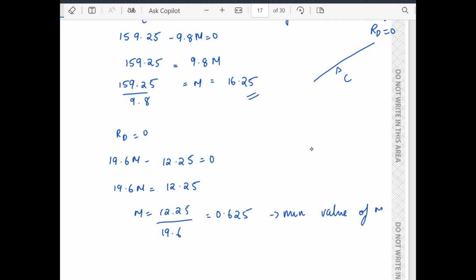So we can say that m should be greater than 0.625 and m should be less than 16.25. This is the range of possible values of m.